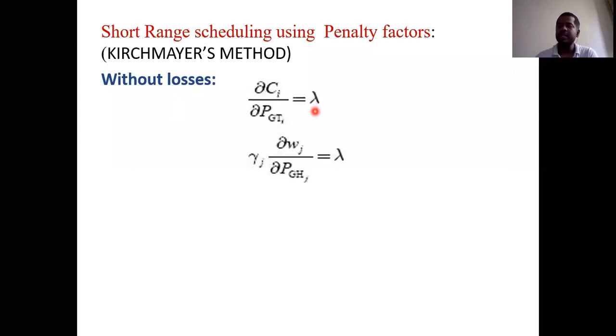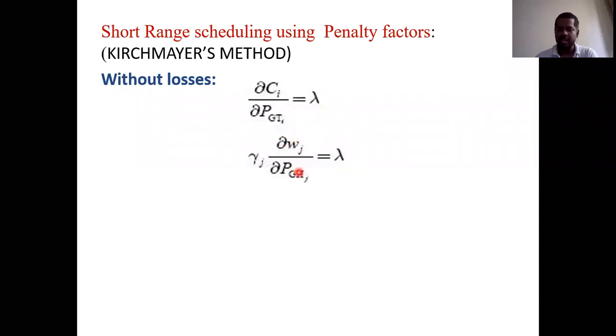Similarly, I already told you that you can use F or you can use C also. And to represent a thermal power plant, we can write dC/dPGT, it must be equal to lambda. Lambda is the incremental fuel cost, already seen in the first unit. Similarly, for the water power plant or hydel power plant, the incremental cost is dW/dP, which must be equal to lambda.